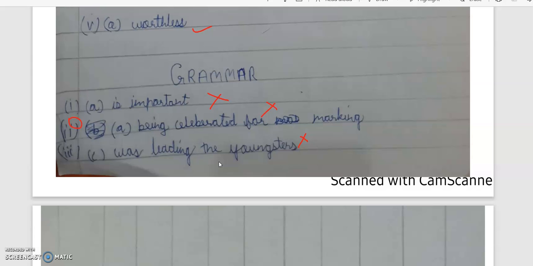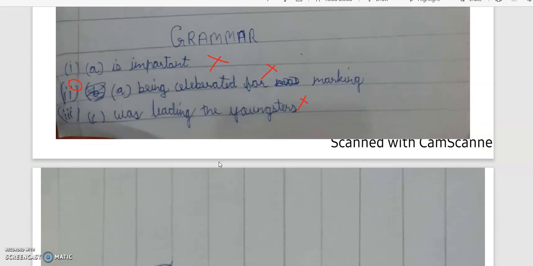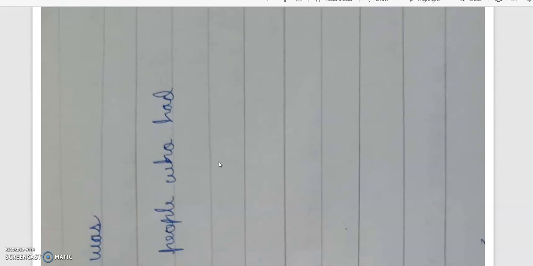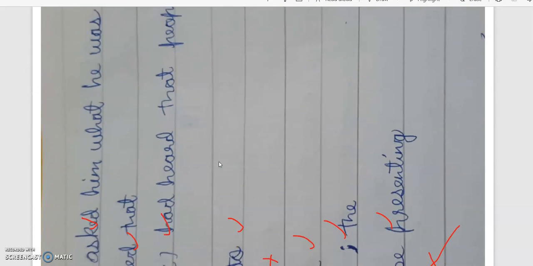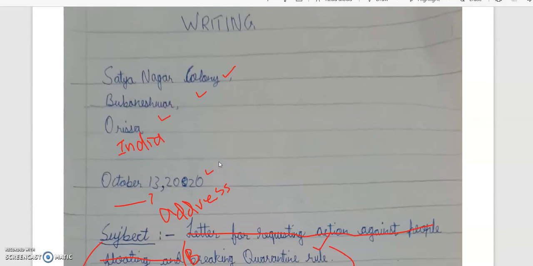What suggestion do you give to the candidate to improve in grammar? Do you suggest reading or do you suggest working on grammatical exercises? Over here, the candidate has worked on the grammar also and scored, except for one. So suggest how to improve in grammar.